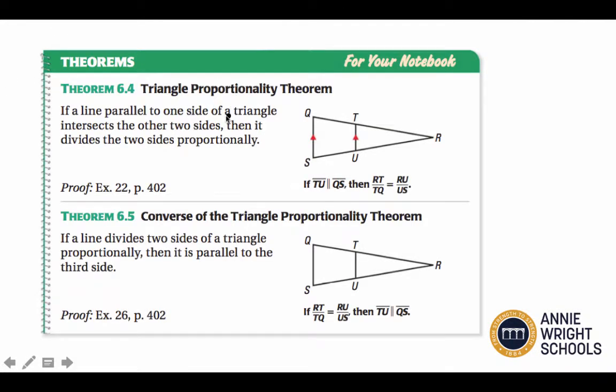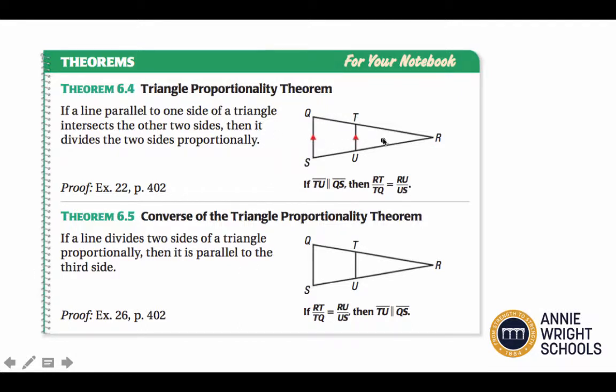This one is a good one. It says if you have a line that's parallel to one side of a triangle and it intersects the two sides, then it divides those two sides proportionally. And that's an if and only if, because if you have a line that divides two sides of a triangle proportionally, then it's parallel. So that's something we know.